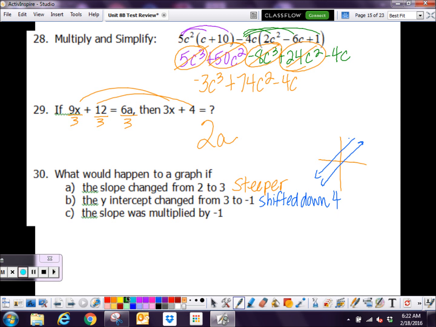In part C, the slope was multiplied by negative 1. That means it's going to be reflected. Okay, basically if it was positive, now it's negative. Or if it was negative, now it's positive. You probably don't need to have all that written down, but that's what that means.